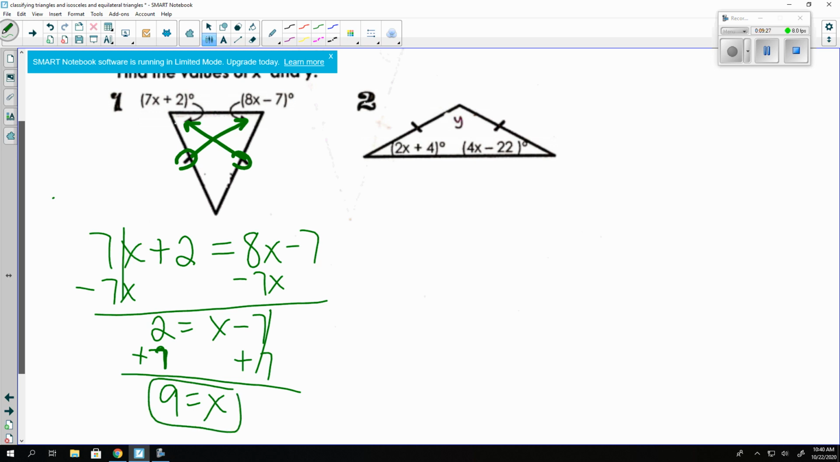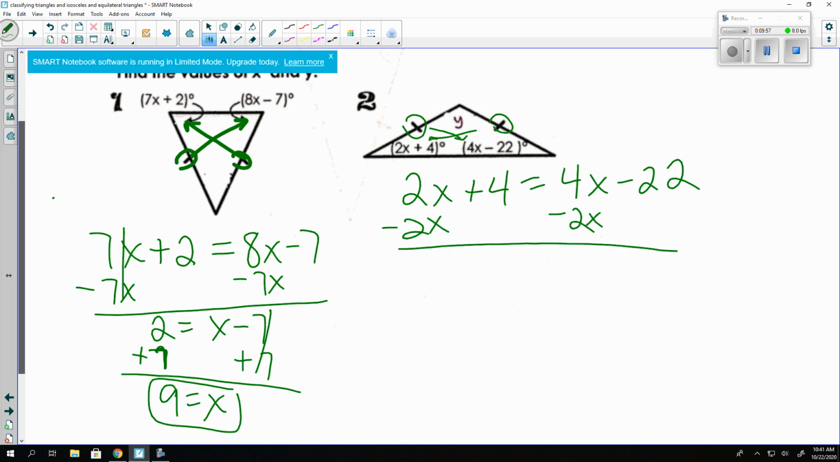Okay, and how did I know that? Because I see I have two equal sides. The angles opposite from them are going to be equal then. So just set them equal and solve for x. Okay, the next one that we have here, again, we see two equal sides. So those angles across from them are going to be equal to each other. So this 2x plus 4 is going to be equal to this 4x minus 22. Let's solve for x. Take my small one over to my bigger one. So 4 is equal to 2x minus 22.